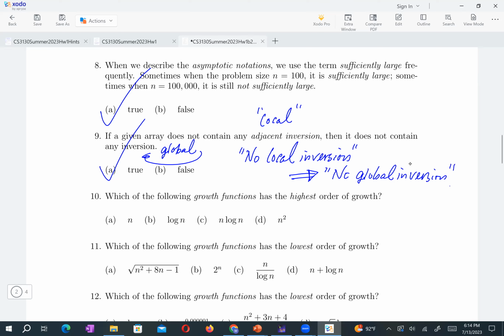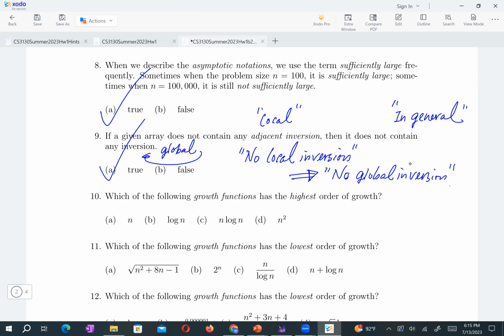Then some students use their logic: no local inversion, but you only consider some local property. How can you get a global property from a local property, right? In general, it's false. Here we talk about in general.